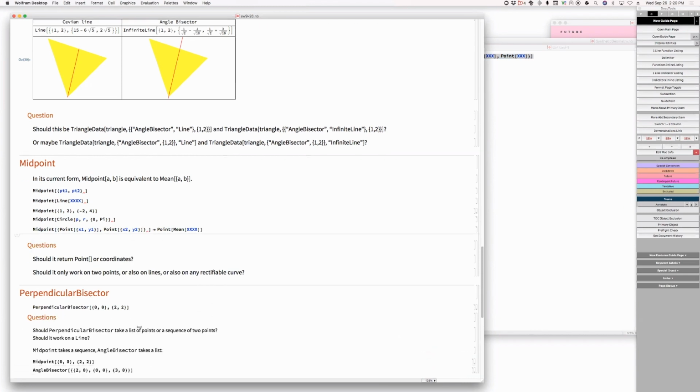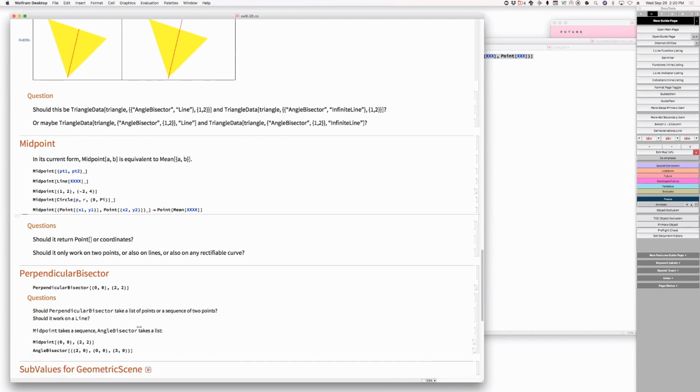Perpendicular bisector. So then this is just a question of angle bisector. It should obviously be able to take points as well, right? And what does angle bisector return? Does it return a line? An infinite line. Okay. But it does that, it actually computes it. Yes. Okay.